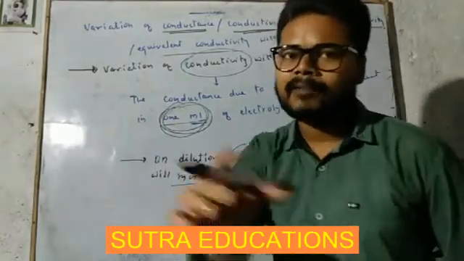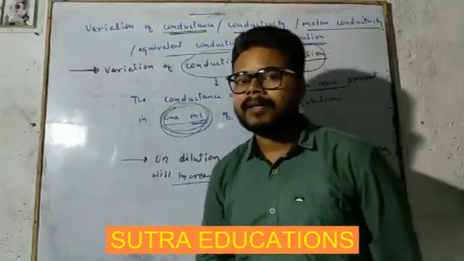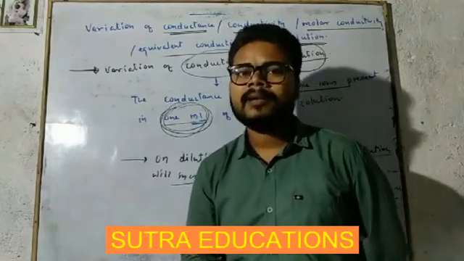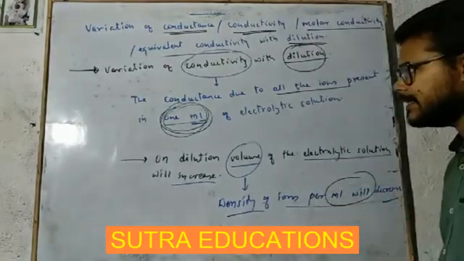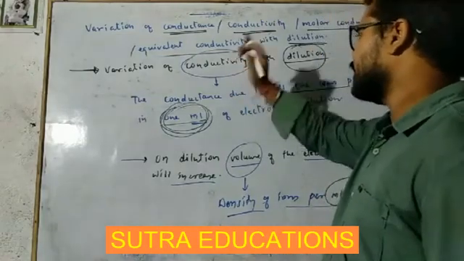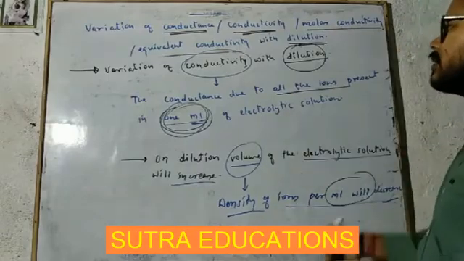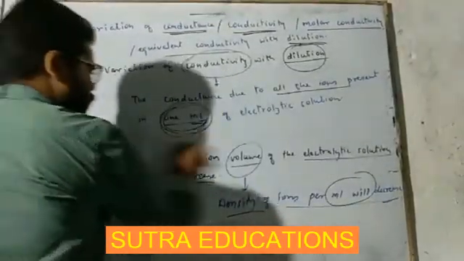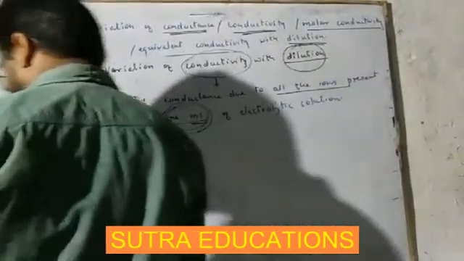Now you have added water, okay. So by adding water, what will happen? By adding water, volume of the electrolytic solution increased, and due to this the density of ions per ml got decreased, and due to this what happened? Due to this conductivity got decreased with dilution. So right here, on dilution the conductivity, that is kappa, decreases.